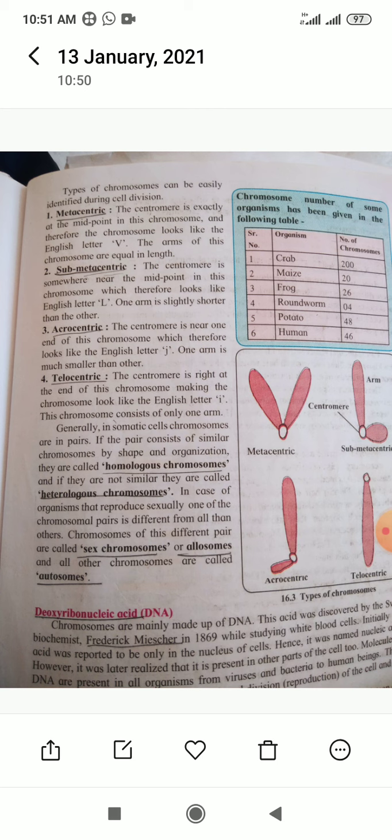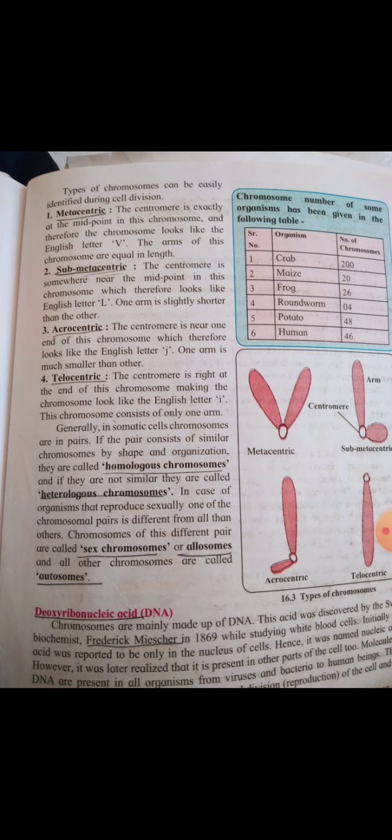Acrocentric. The centromere is near one end of the chromosome, which therefore looks like the English letter J, and one arm is much smaller than the other. That's why it looks like the English letter J.